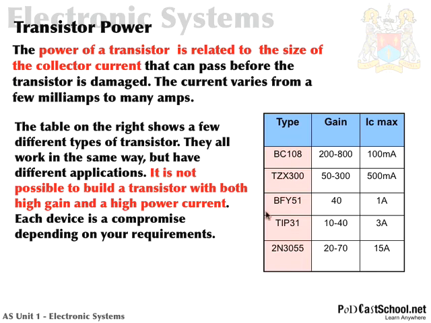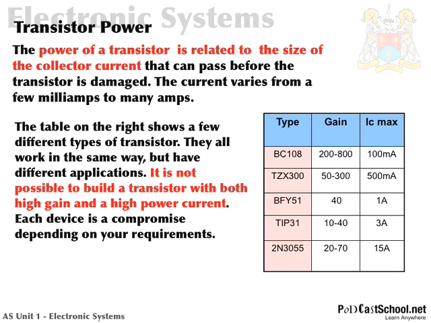But take it from me, they're just names of different types of transistors. You've got gain here as well, and you've also got IC max. That's the collector current max, and that gives us an indication of the power which it can withstand. All right, now that's basically the transistor.